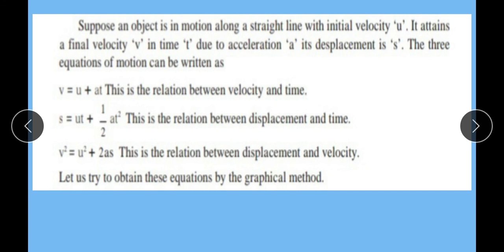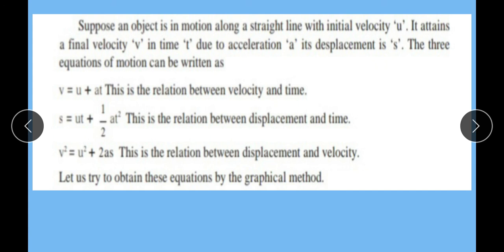Now suppose an object is in motion along a straight line with initial velocity denoted by the letter u. It attains a final velocity denoted by the letter v in time denoted by the letter t, due to acceleration denoted by the small letter a, and its displacement is denoted by the letter s. The three equations of motion can be written as follows. The first equation becomes v equals u plus at. This is the relationship between velocity and time.